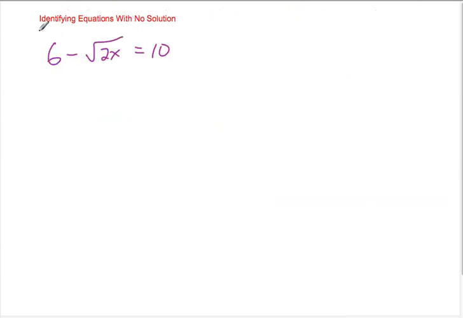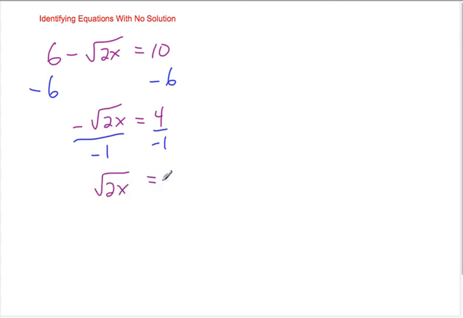Alright, let's take a look at this one. Identifying equations with no solution. So the first thing I want to do here is isolate the radical, so I'm going to subtract 6 from both sides. So I'm going to end up with negative square root of 2x equals 4. And then let's just divide by negative 1 so that I have completely isolated the radical. So square root of 2x equals negative 4.